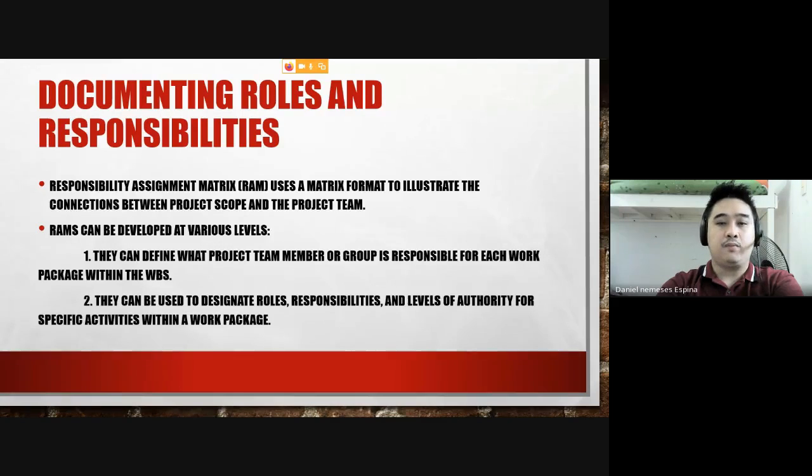There's a difference between responsibility and accountability. When you say responsibility, they are the ones doing the work, while accountability, sila ang manubag if the work is unsuccessful or not. Okay, so they can be used to designate roles, responsibilities, and levels of authority for specific activities within a work package. So dire mas klaro sa mga team members kung unsay buhaton nila, unsay expected nga output from them, and dili sila ma-confuse. What is their role and responsibility in the project?